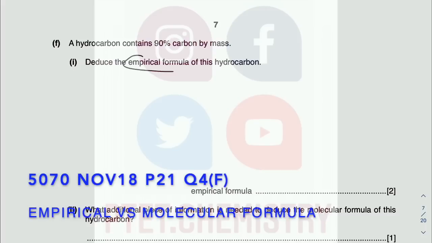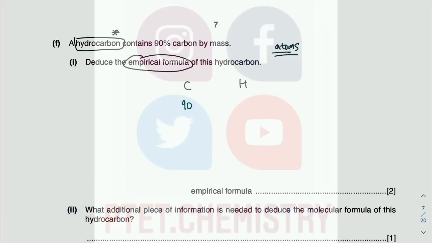Anyway, empirical formula, and they told you that it's a hydrocarbon. Hydrocarbon means it contains carbon and hydrogen atoms only. Alright, that's the definition of hydrocarbon. So you have 90% by mass of carbon. So percentage by mass, you can say by 100 gram mass. So if you have 90%, that is equivalent to 90 gram and 10 there, because only carbon and hydrogen atoms, right? So the mole is going to be the mass over the relative atomic mass. That's going to give you 90 divided by 12 is 7.5. It's going to give you 10.